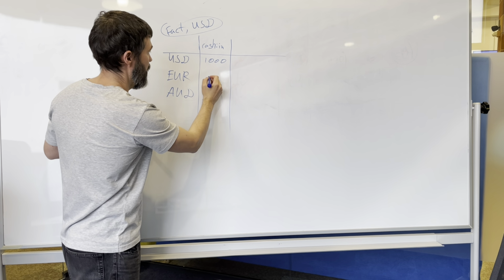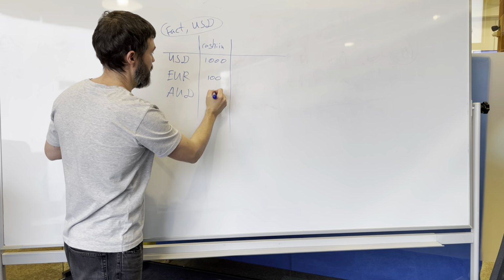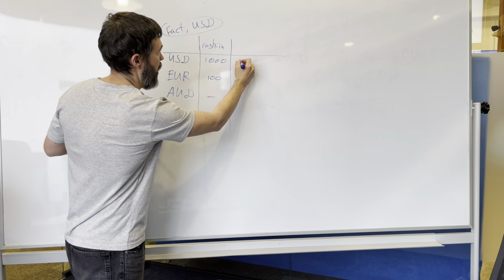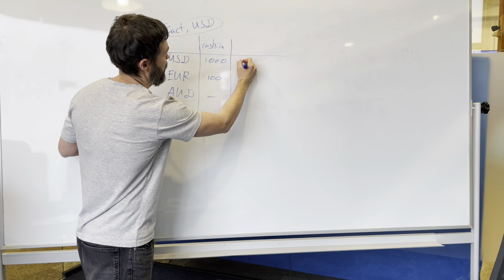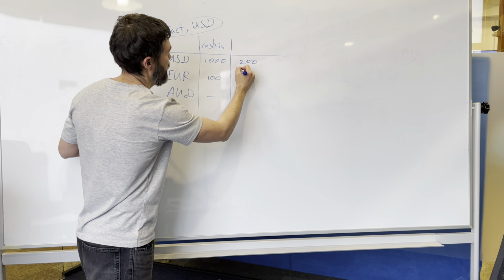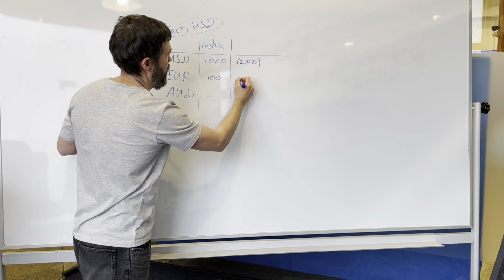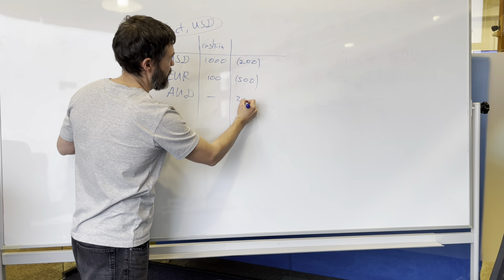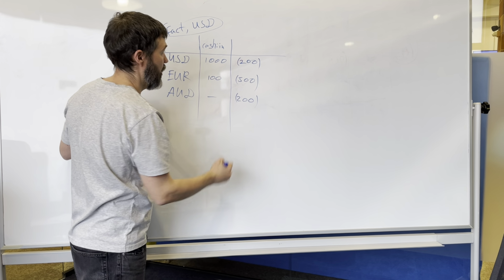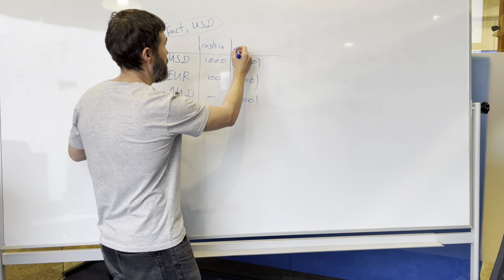1000 here, 100 here, 0 here, and it was something like, I don't know, let's make it 200 here, 500 here, and 200 here. What is it? It's cash out.